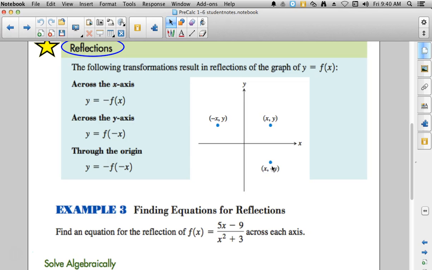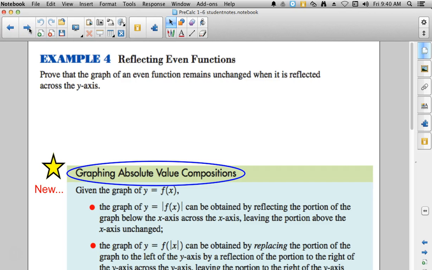Because that's going to be really important when we start talking about transformations of things you haven't necessarily done a lot of transformations with before. Alrighty, away we go. We've got reflecting even functions, which we had talked about. Let's see, where did we finish? We did the absolute value stuff. That was cool stuff. I like that.